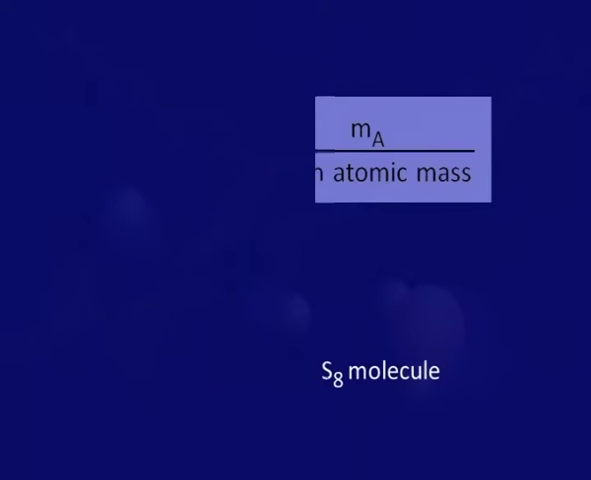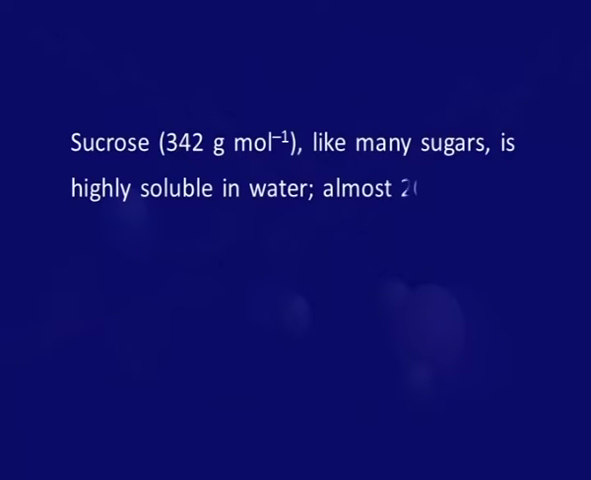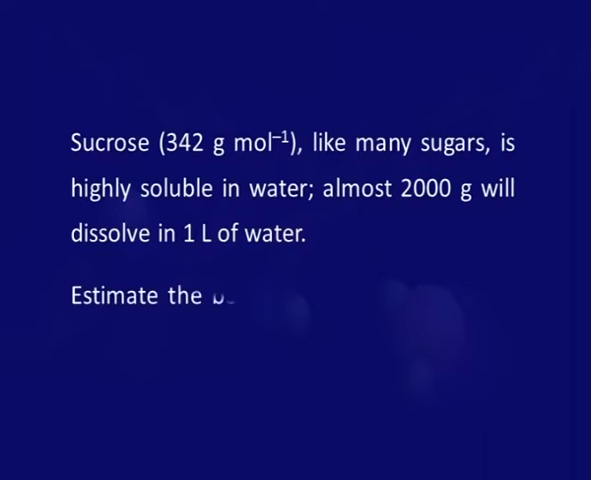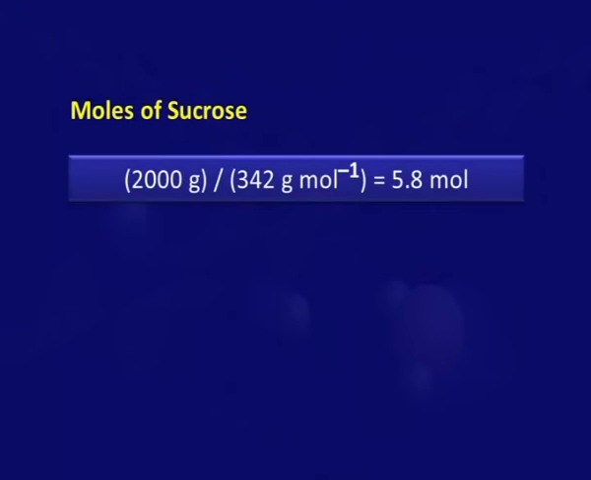There is another example, sucrose, that is cane sugar, having molecular mass 342 grams per mole, is highly soluble in water. Almost 2000 grams will dissolve in 1 liter of water. Estimate the boiling point of such a sugar solution. Now, moles of sucrose will be equal to 2000 grams divided by 342, which is the molecular mass of the sucrose. Moles of sucrose will come out to be 5.8 moles.